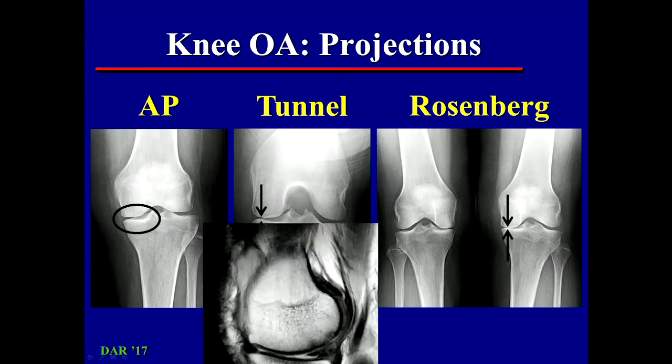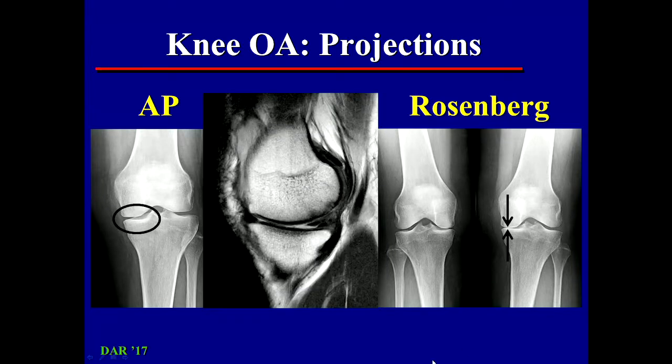Well, how do we explain this? Well, it turns out in the knee that the first area in osteoarthritis that we lose cartilage is not straight in the middle, but rather posteriorly back here.